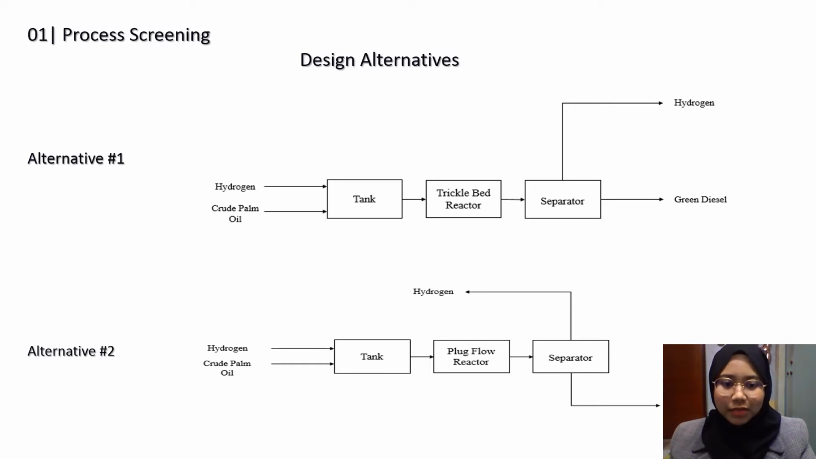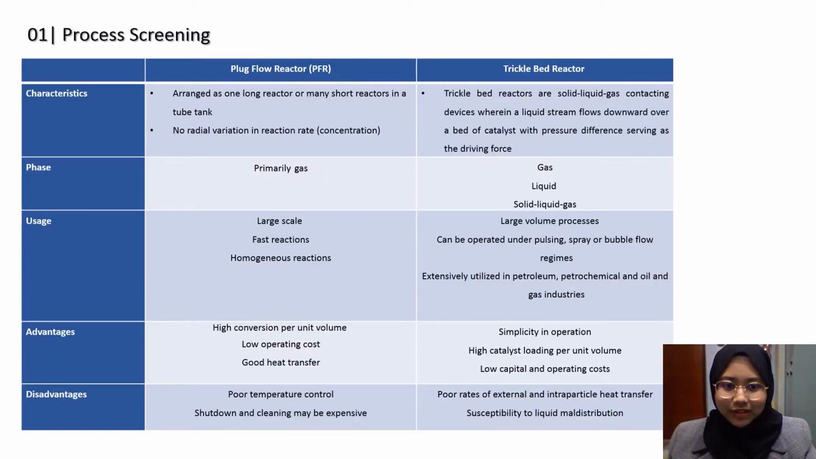The design possibilities provided for this project are shown in the figures below. The table shown in the slide provides a comparison of two types of reactors, which are the plug flow reactor (PFR) and the trickle bed reactor. PFR is chosen among the three reactors proposed for the hydrotreating process due to its significant advantages, such as high conversion per unit volume and low operational and maintenance costs compared to the trickle bed reactor. Other than that, the use of catalyst.